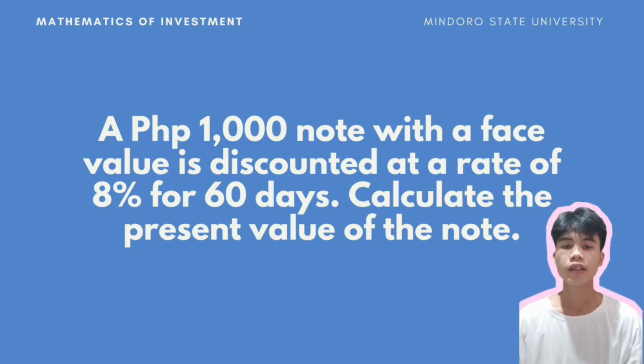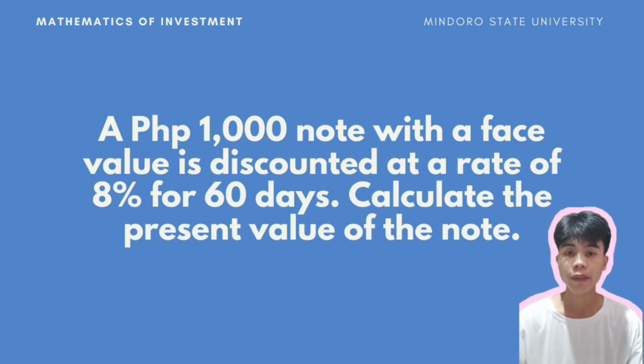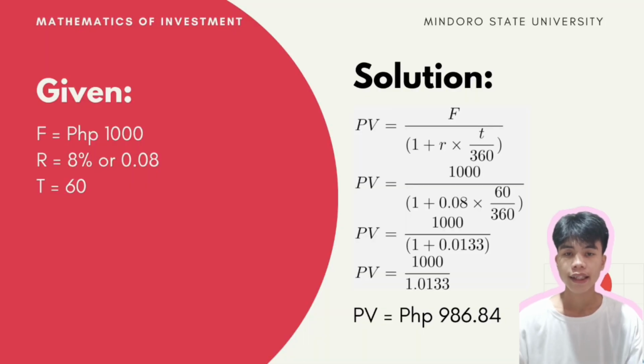Here are some examples using the formula for discounting a note before maturity. The first problem is a 1,000 pesos note with a face value is discounted at a rate of 8% for 60 days. Calculate the present value of the note. To solve this, let's identify the given first. The face value is 1,000, the rate is 8% or 8 hundredths, and time is 60 days. To find again the answer, let's substitute the given values to the formula.